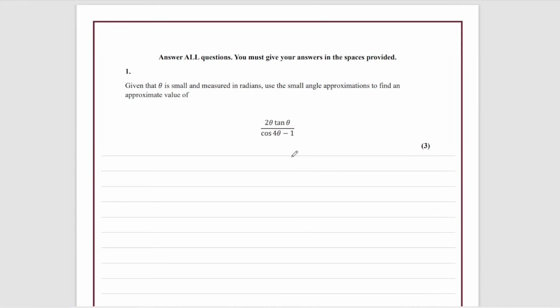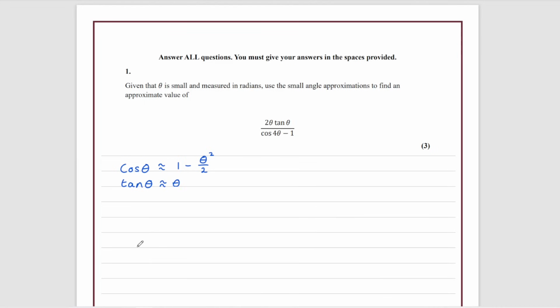So we've got small angle approximations here and we're working with tan theta and cos 4 theta. So let me just start by writing down the small angle approximations for tan theta and cos theta. If we start with cos theta, this is approximately 1 minus theta squared over 2. Okay, so that's the approximation for cos theta. Now for tan theta, nice and straightforward, tan theta is approximately theta.